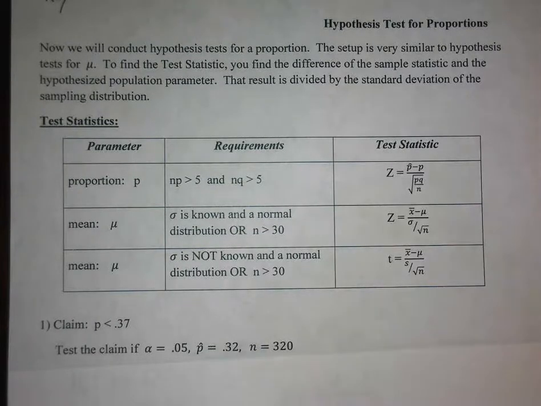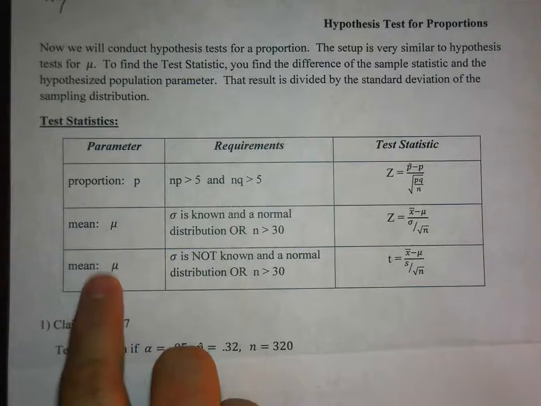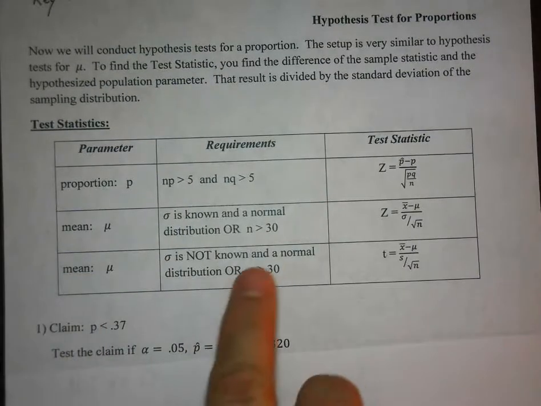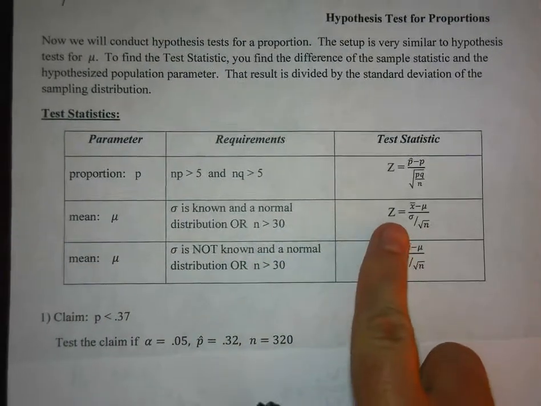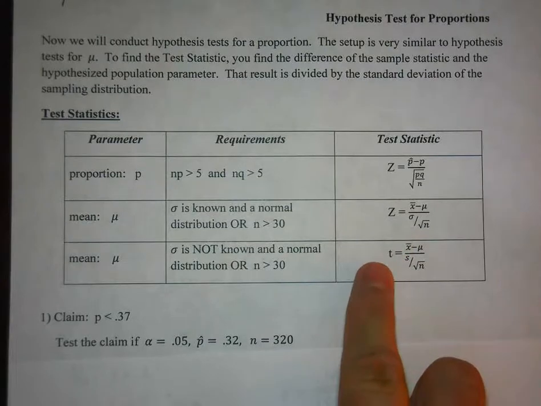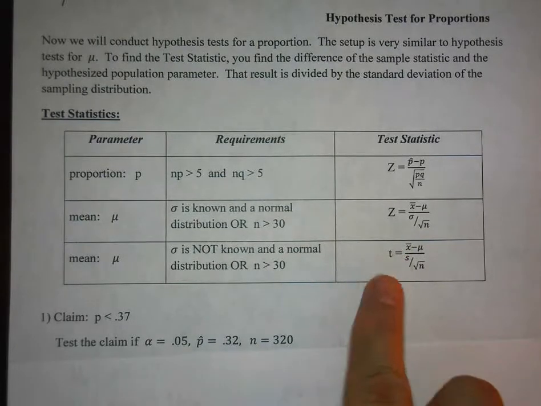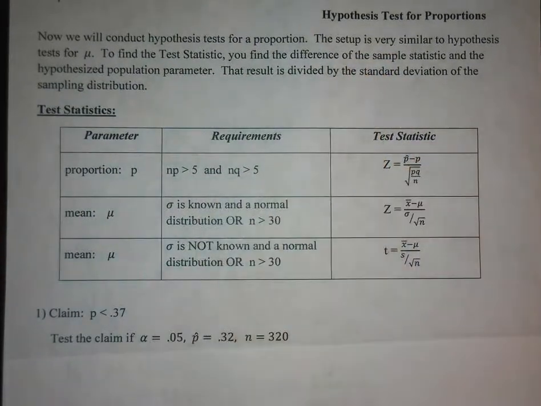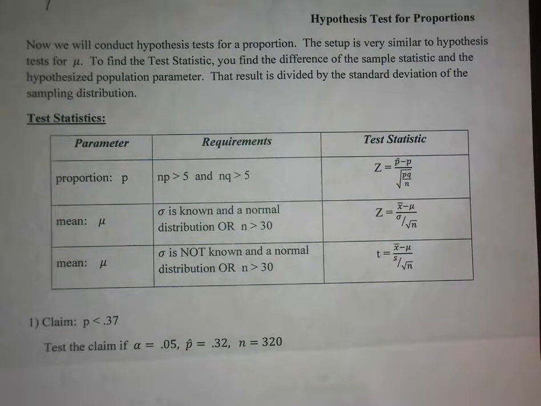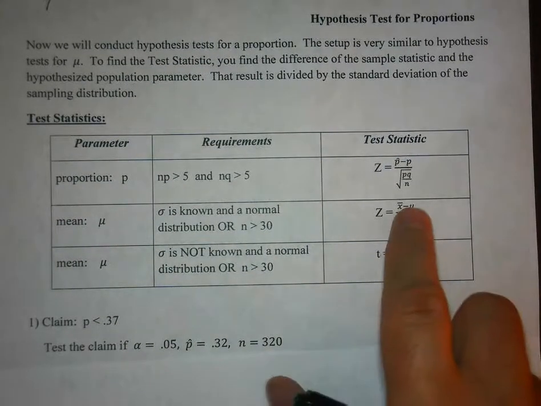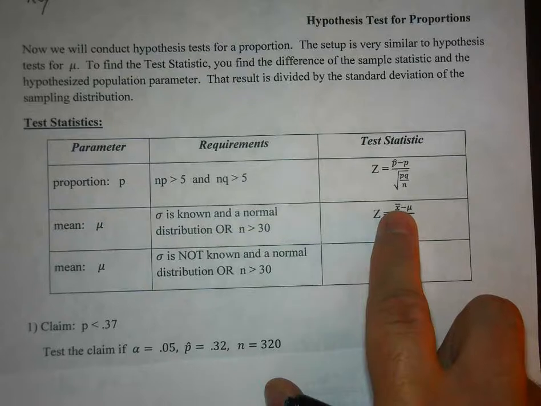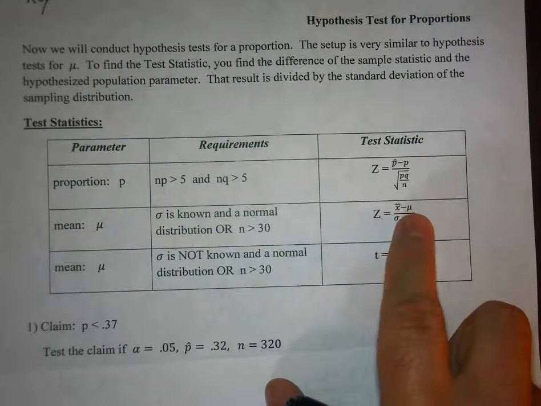The ones we've done in the past are for the mean, mu. If sigma was known, we use the z. Sigma unknown, we use the t. When I say up here the difference of the sample statistic and the hypothesized population parameter, that probably sounds really confusing, but that's just saying x bar, the sample statistic, minus the hypothesized population parameter, which is mu.